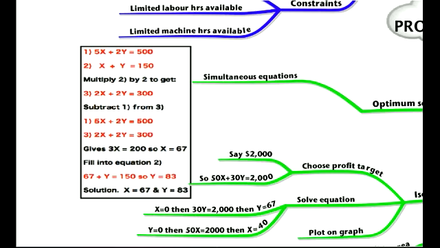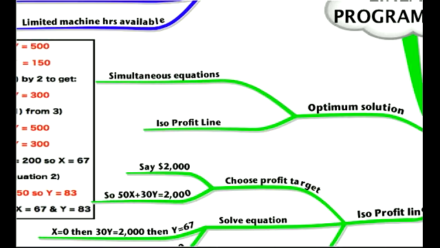We fill that into equation 2. So we have x equals 67 plus y equals 150. So that tells us that y equals 83. So our optimal solution is to produce x at 67 and y at 83. So that's 67 sets of designer shoes and 83 sets of trainers. Or you can use the ISO profit line to determine that.